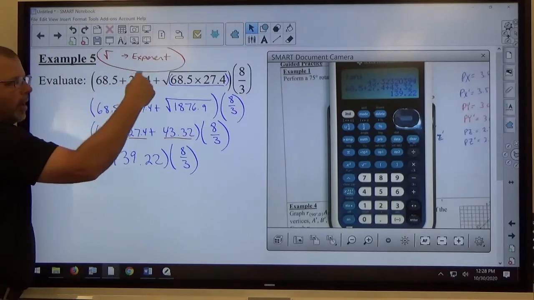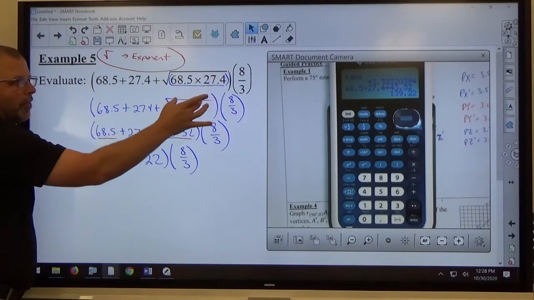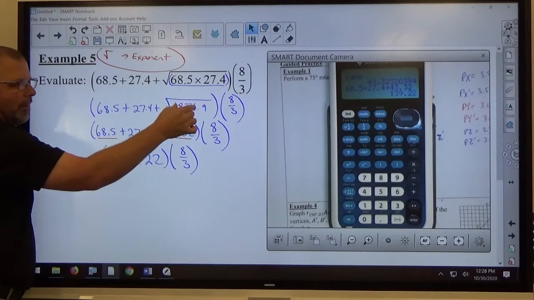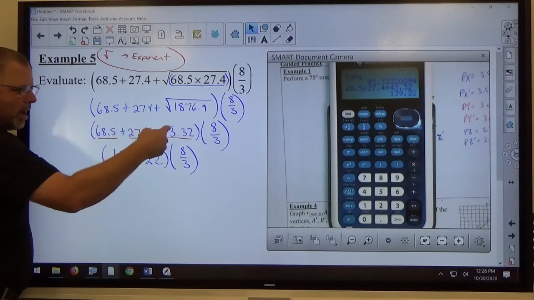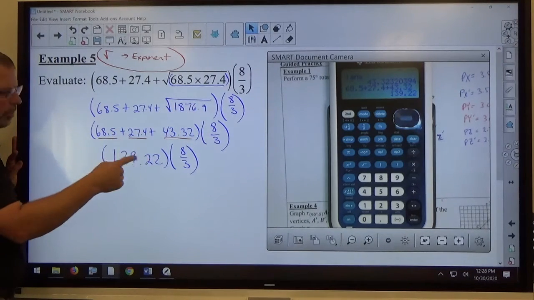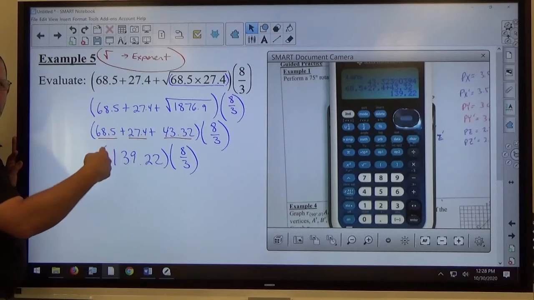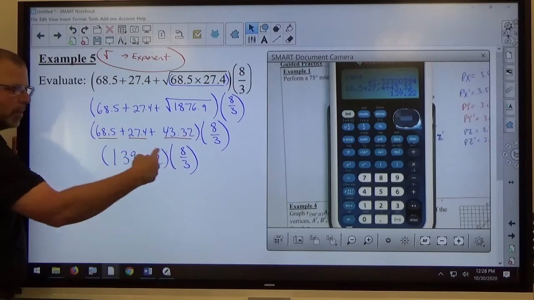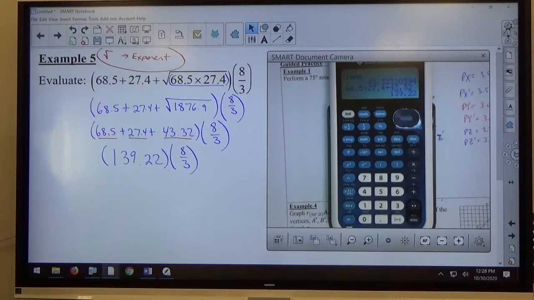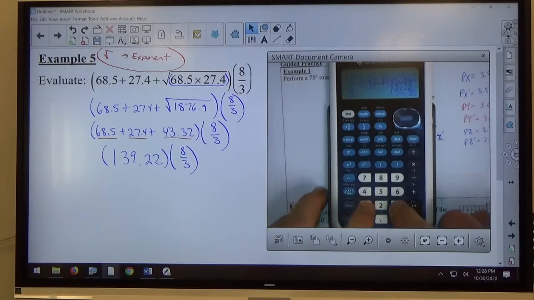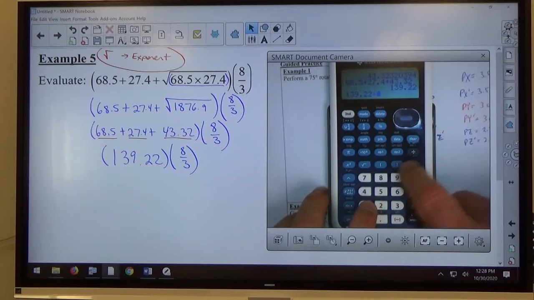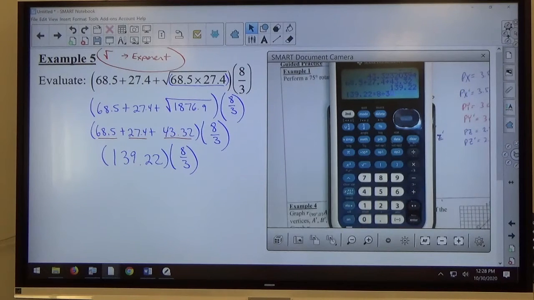That's order of operations in effect. I'm supposed to do this first, but I have to do that first because it's not a single number. Then I evaluate the square root. Now I've got a sum. Once the parentheses has been evaluated down to a single number, now it's just number times number. Here are two ways to multiply by 8/3 with your calculator. Here's the first way. I can type 139.22 times 8 divided by 3. The 8 is on top, it's a multiplication, the 3 is on the bottom, it's a division. I hit equals, and it'll spit out the right answer.